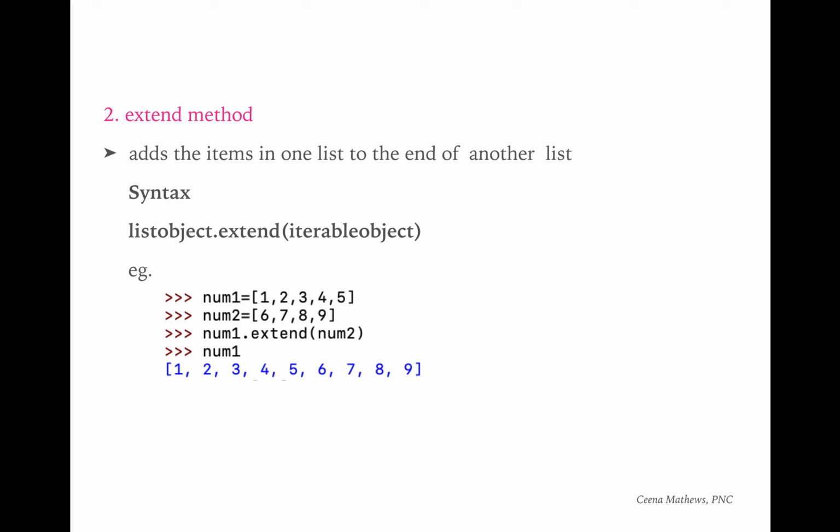This is another method of doing the same, that is the extend method. This adds the items in one list to the end of another list. And the syntax is list object dot extend, within brackets, iterable object. For example, num1 and num2 are two lists with this set of numbers, and num1 dot extend of num2 will append this second list to the end of the first list, as you can see in the output.